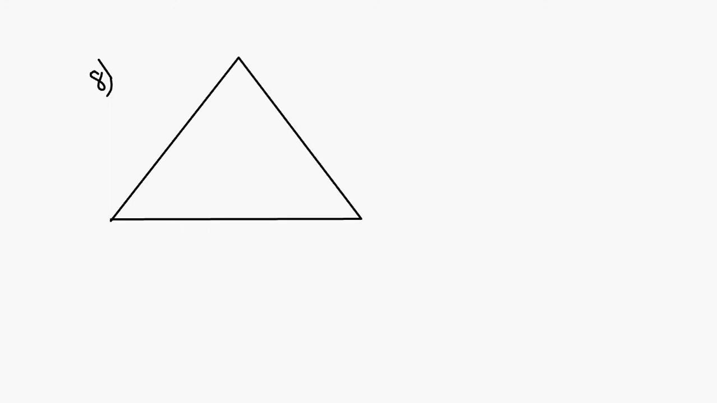Number 8, find the area of an equilateral triangle with a side of 7. Area of an equilateral triangle with a side of 7. So if it's equilateral, all the sides are the same and all the angles are the same. So 7. All of these sides are the same and all these angles are 60 degrees.